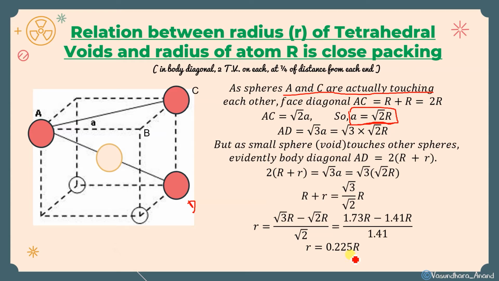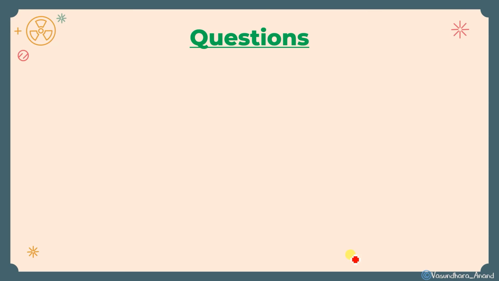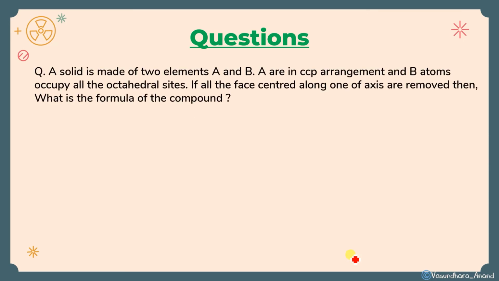So now some questions based on that. Okay, so let's do this. A question is that a solid is made up of two elements A and B. A are in CCP, that means N, simple, and B atoms occupy all the octahedral sites, that means B will be N. Clear? Did you understand?